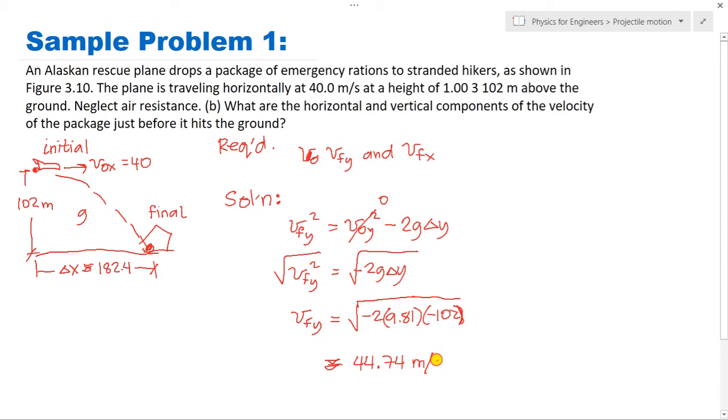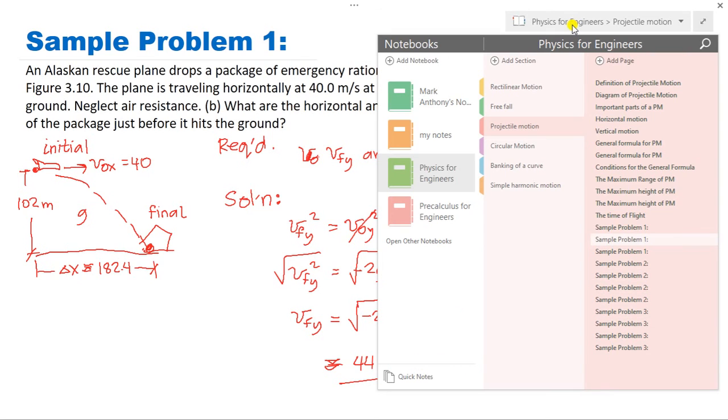meters per second. If the question looks for the resultant vector, so just use Pythagorean ha. Like the resultant vector pala sa final is just equal to the square root of the sum of the squares of the final velocity along x plus the final velocity along y. So simple as that, class. Now for this problem pala, ito yung sagot natin sa VFY, 44.74 meters per second. So class, do you have any questions so far?